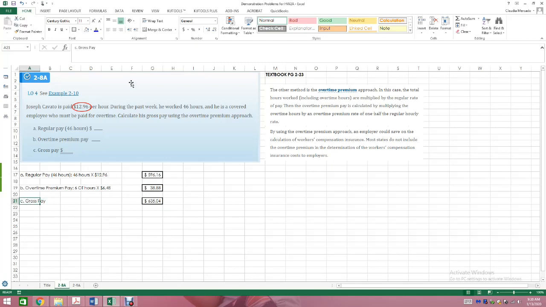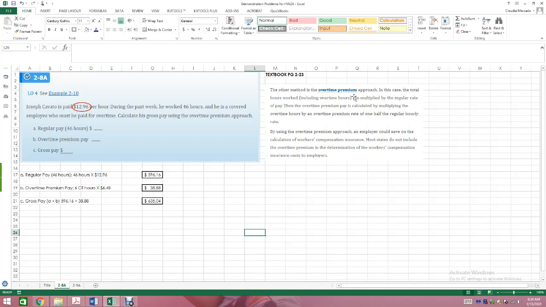So gross pay, I'm going to do here A plus B. That's what you're going to do. You add the answer from A plus the answer from B, and that's going to give you the 635, which is 596.16 plus 38.88. Okay, and that's how we got the $635.04.